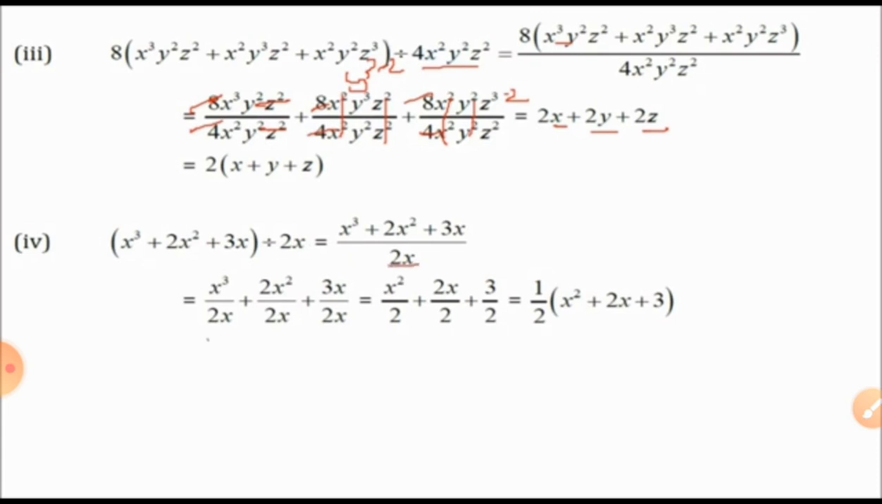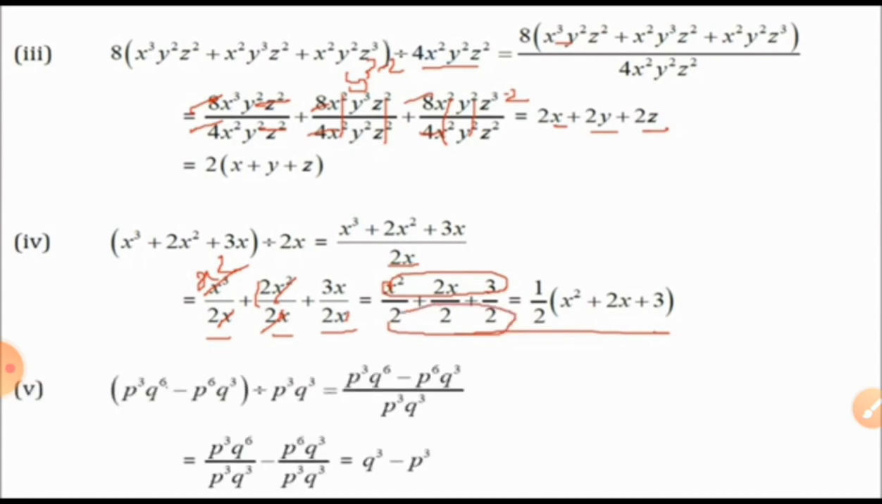Fourth one is here, x raised to 3 plus 2x² plus 3x divided by 2x. 3 terms are divided by 1 term, meaning trinomial divided by a monomial. Divided by 2x for each of the terms, you will get 1 by 2 x² plus 2x plus 3. Okay. Fifth one, p cube q raised to 6 minus p raised to 6 q raised to 3 divided by p cube q cube. Both the terms are divided by that one. You can find p cube minus q cube.